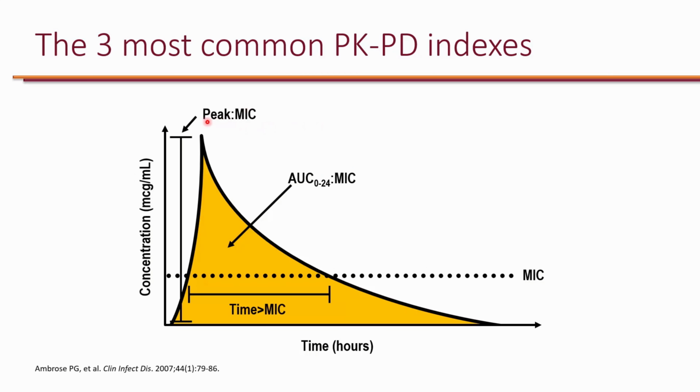We can combine these pharmacokinetic parameters with MIC to get PK/PD indices. So the three commonly used are the peak to MIC ratio, the AUC to MIC ratio, or the time above MIC. So when the concentration goes above this MIC concentration, it will go above and then eventually will go down and then go below the MIC. The time it takes to go above the MIC and then below the MIC, that's referred to as time above MIC.